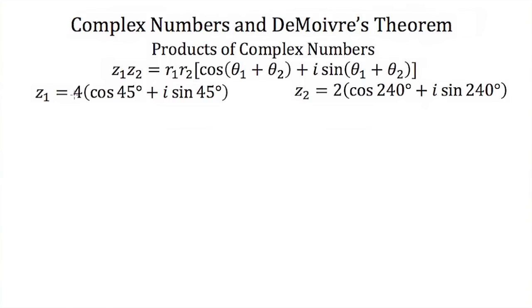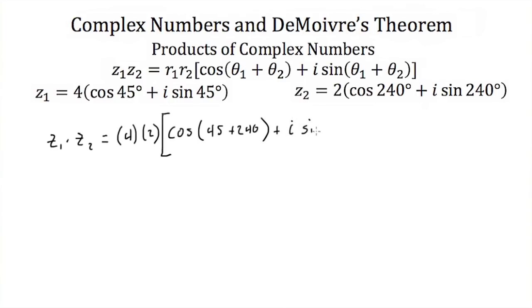z1 is equal to 4 times the cosine of 45 plus I times the sine of 45. z2 is equal to 2 times the cosine of 240 degrees plus I times the sine of 240 degrees. We're multiplying. So z1 times z2, I'm going to use my formula, is r1 times r2, so 4 times 2, and then times the cosine. Now I add my angles, so 45 plus 240. And then plus I times the sine of 45 plus 240.